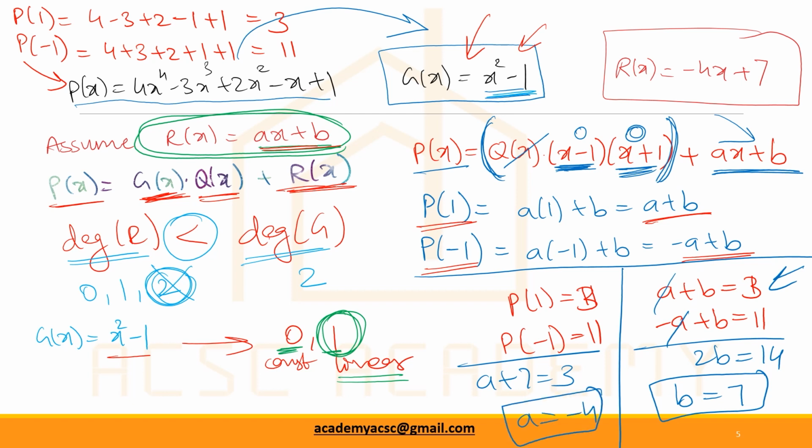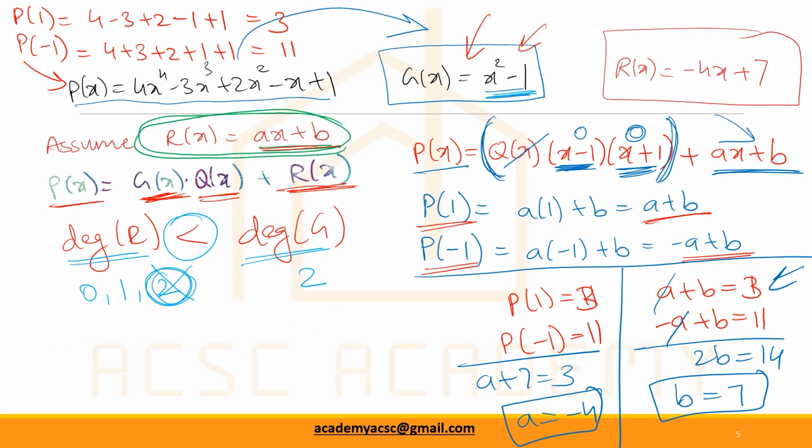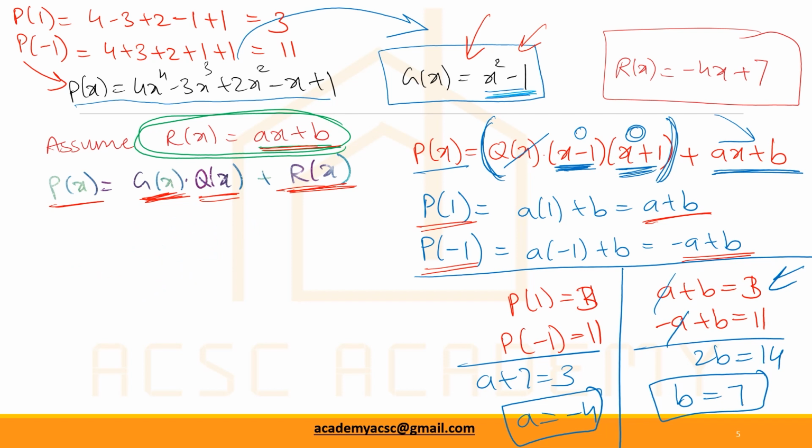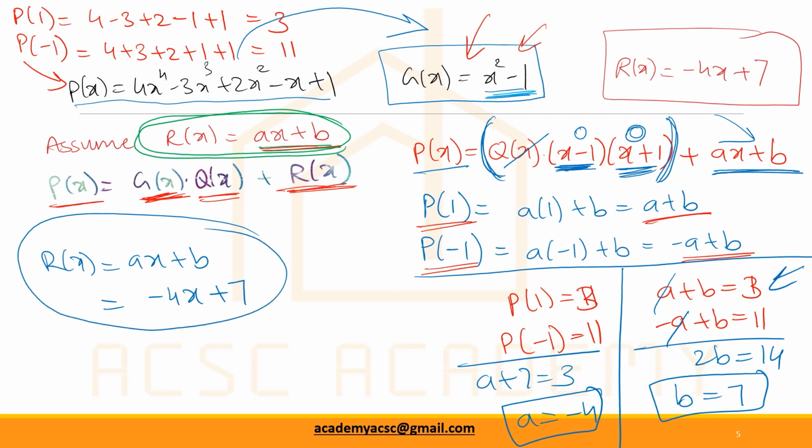So now what we are going to do is, we have got the values of a and b. So now we will be substituting them back into the remainder equation that we had assumed. What had we assumed? We said that r of x is ax plus b. So we'll substitute a equal to -4 and b equal to 7 over there. So now we have got the remainder, and as you can see, it is the same that has been written over here, which was our expected answer. So using this method as well, we got the same remainder.